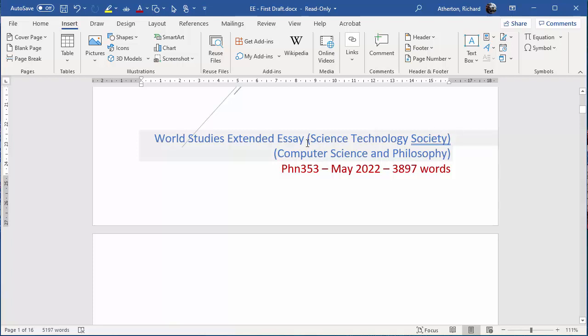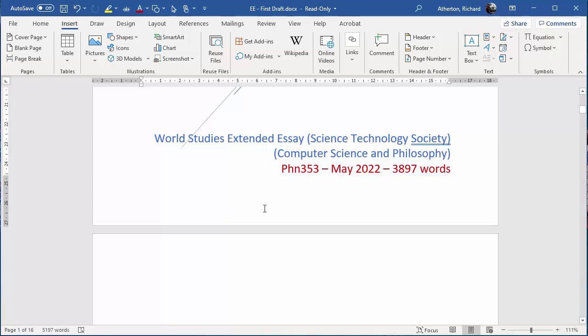Make sure you are aware which type of World Studies essay it is. You must name the 2 subjects that are used. Your personal code, May 2022, and the number of words. So Wellington College and your name do not appear on it, and they should not appear on any of your courseworks.